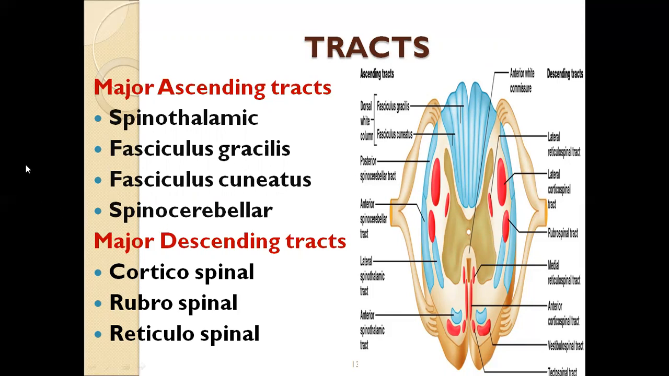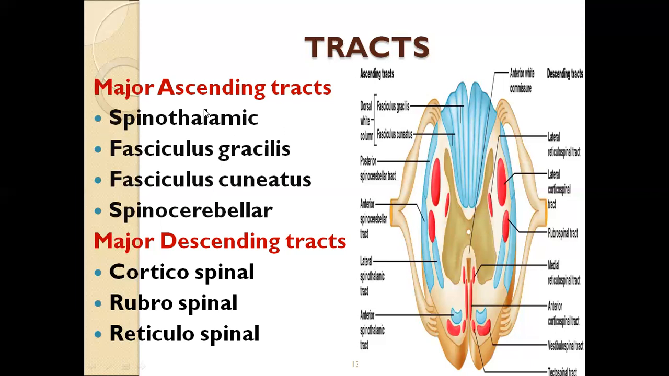Ascending tracts are also called sensory tracts, which move from the spinal cord to the sensory area of the cerebral cortex. Motor tracts start from the motor area of the cerebrum and then descend into the spinal cord and are distributed through the motor component of the spinal nerves.